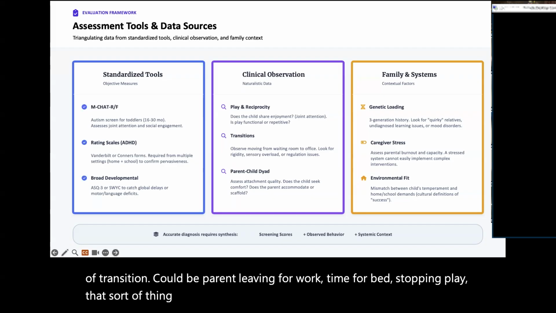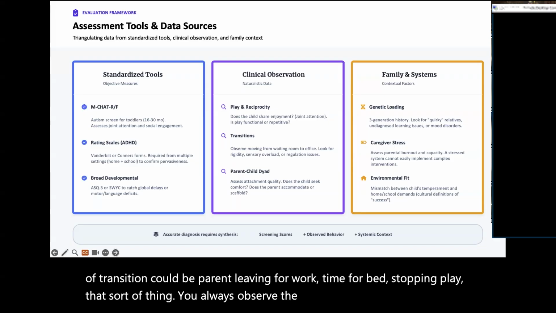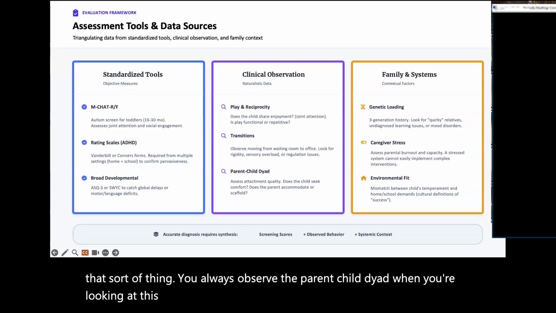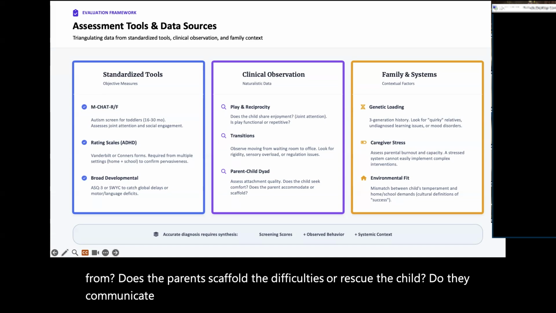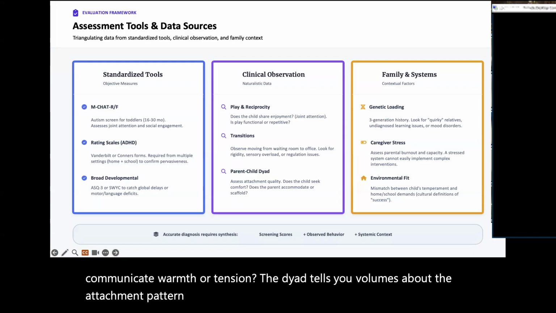You always observe the parent-child dyad when you're looking at this. You're looking for where and whom they seek comfort from. Does the parent scaffold the difficulties or rescue the child? Do they communicate warmth or tension? The dyad tells you volumes about the attachment pattern, stress, and the lived context of the symptoms.